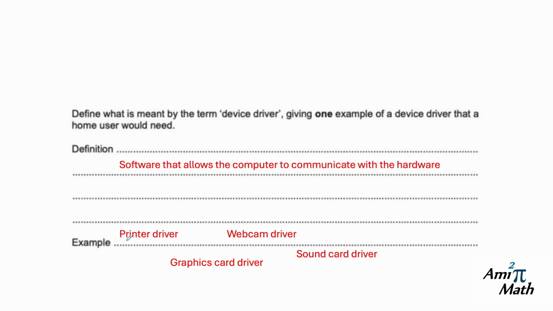So in the example of a printer driver, you have the app or device driver on your computer, which will tell you things about the printer, like the queue, when the next document is going to be printed. That is an example of a device driver.